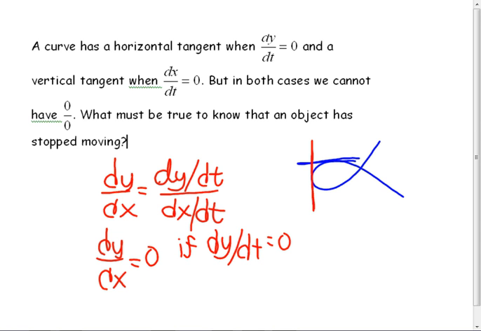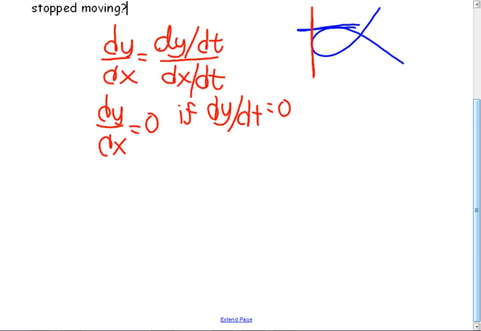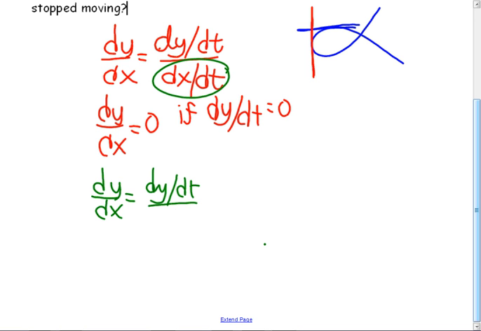What if dx/dt is 0? Then you get dy/dx is equal to dy/dt, whatever that is, over 0. And that is a vertical tangent. If you look at my picture, that's your dx/dt equal to 0. We'll do a problem. You might not have a vertical tangent; that's a cusp. But when you're given that you have a vertical tangent, then you know dx/dt has to be 0.